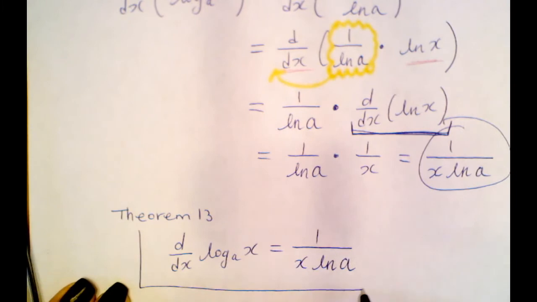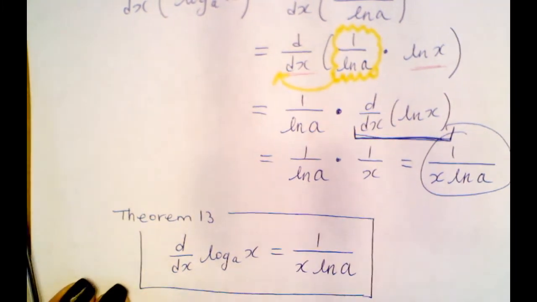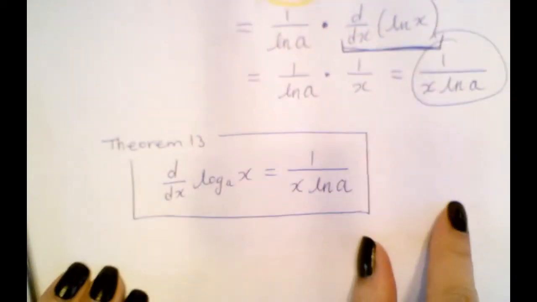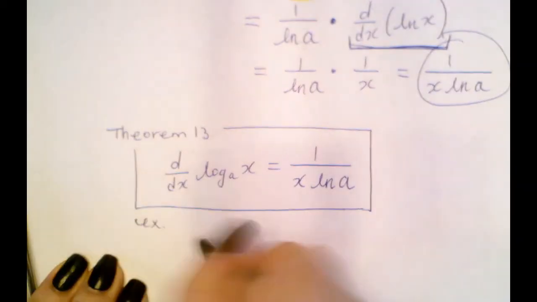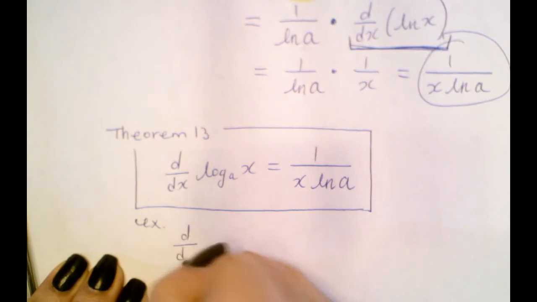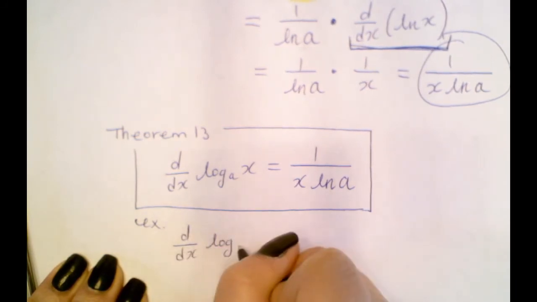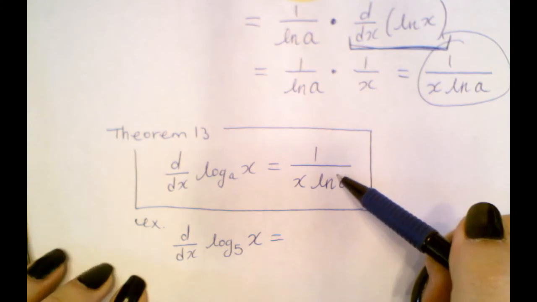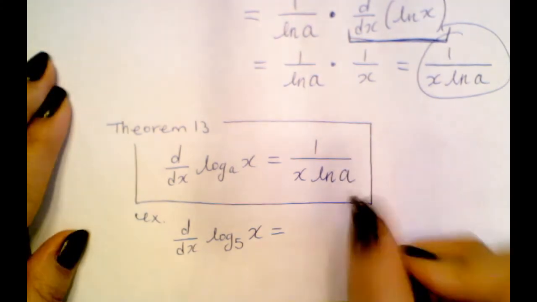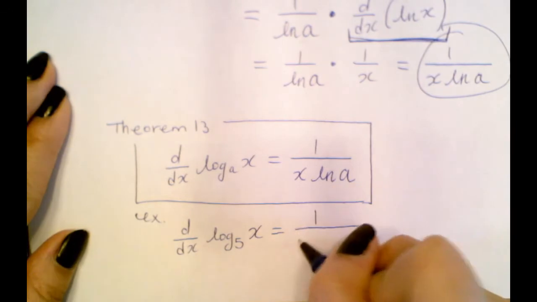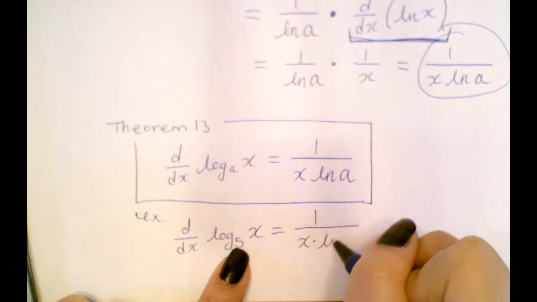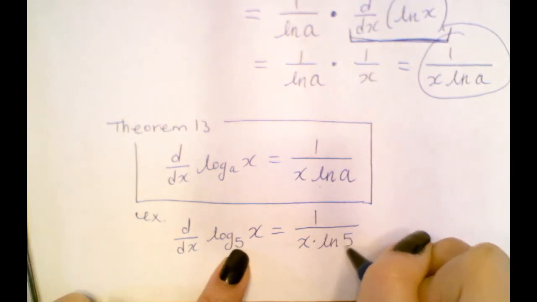So this is it. If you are good with patterns and memorizing the formulas, you can try to just use this theorem. For example, what if I ask you, find the derivative of log base 5 of x? What's that going to be? Using this theorem 13 right there, I can say that is equal to 1 over x times natural log of the base, natural log of 5. So you can do it this way.